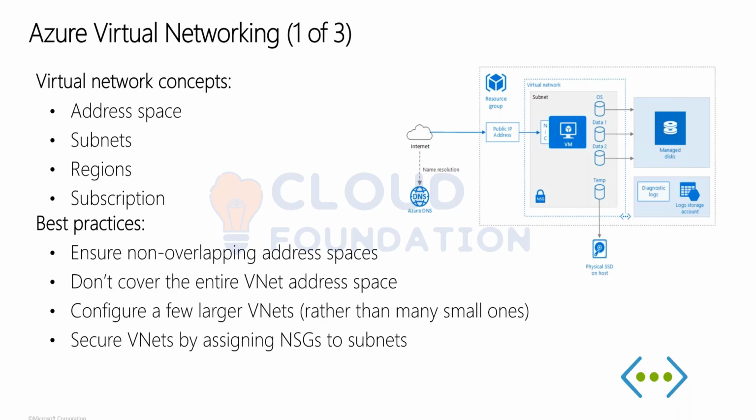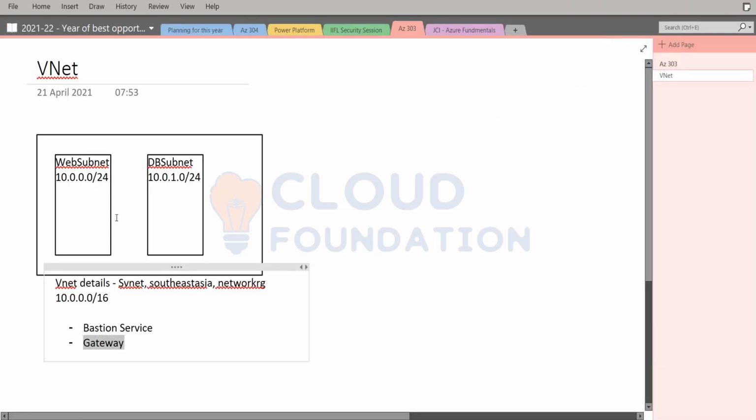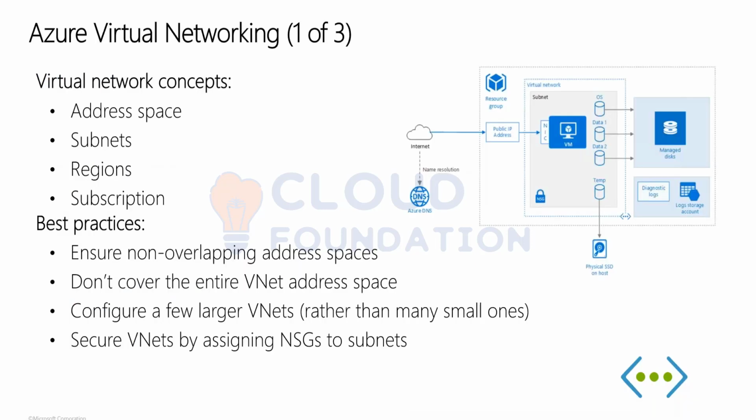Now, next point, configure a few larger VNets. That's what I have done. So instead of using a small VNet of 256 IP addresses, I have taken an IP address range over here, that is /16, which, like I said, gives you 65,000 IPs, right? I may be using only two of them right now, which is of size 256, which is fine. So take a larger one, and within that you can create multiple subnets.